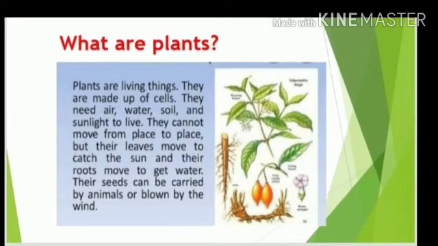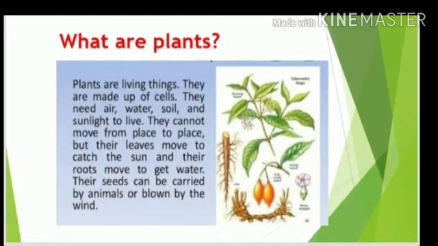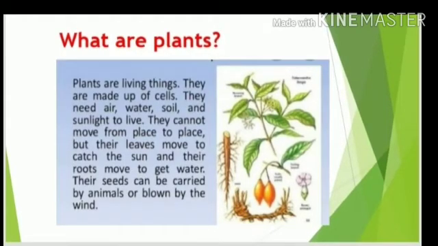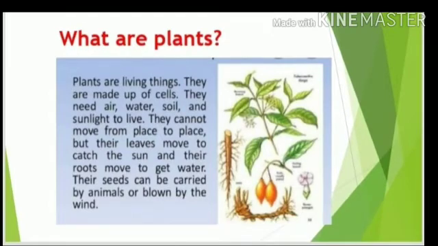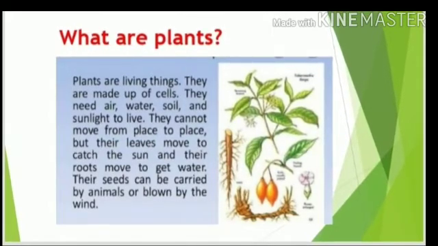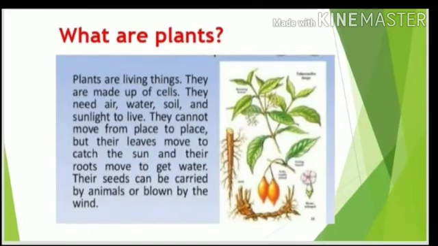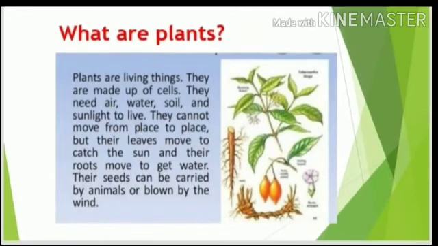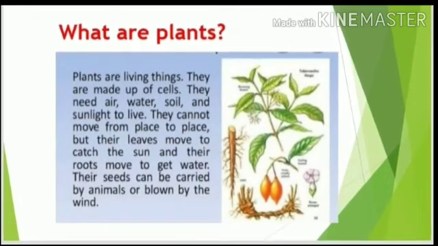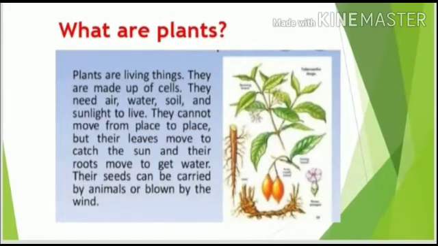What are plants? Plants are living things. They are made up of cells. They need air, water, soil, and sunlight to live. They cannot move from one place to another, but their leaves move to catch the sun and their roots move to get water. Their seeds can be carried by animals or blown by the wind.